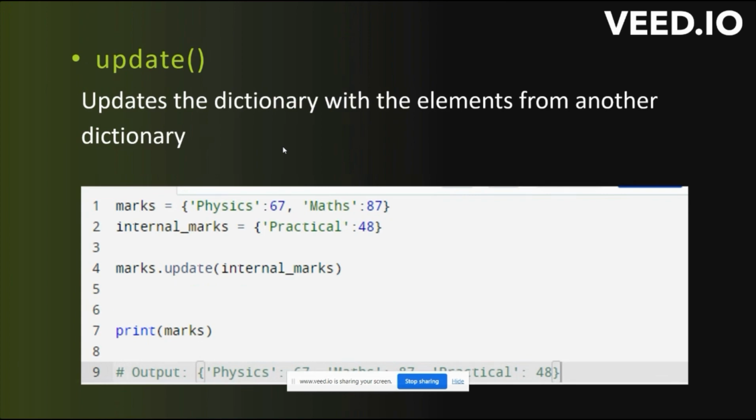Update. The Python update function updates the dictionary with key and value pairs. It inserts a key or value if it is not present. It updates a key or value if it is already present in the dictionary. It also allows an iterable of key or value pairs to update the dictionary.